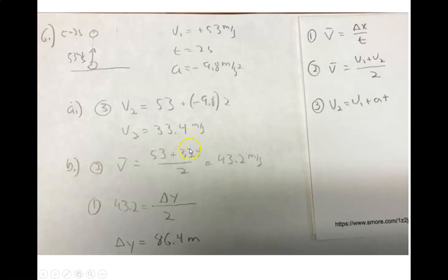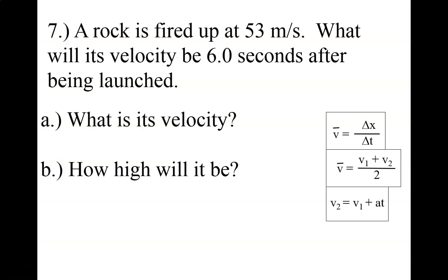Now, in B, it asks how high it is. So when we're looking for height, we're looking for displacement. And when we're looking for displacement, we've got to know the time and the average velocity. So we don't know the average velocity. I know an initial velocity, and I know a final velocity, but I don't know the average. But we can find the average, add them up, divided by 2. We get average is 43.2. Then we use our equation 1, and we multiply the average velocity by 2, and we get our displacement, which is 86.4. So that's how high it'll be, the displacement, delta y.